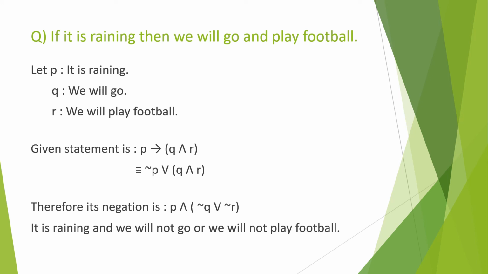Now applying the rule of negation, the negation becomes replacing each statement by its negation and interchanging conjunction and disjunction. The negation is negation of negation P, that is P, and (negation Q or negation R). Now just write those statements P, Q and R. P means it is raining, then we have and, negation Q becomes we will not go, or negation R is we will not play football. Therefore the negation becomes: it is raining and we will not go or we will not play football.